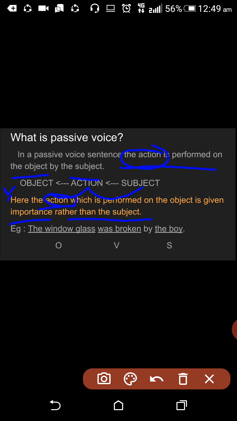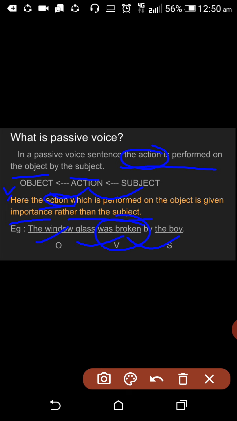See this example. The window glass was broken by the boy. Here the window glass is the object which the action is received by, and the boy is the subject which is doing the action. So here we stress on the verb rather than the subject. We give much importance to the verb rather than the subject.